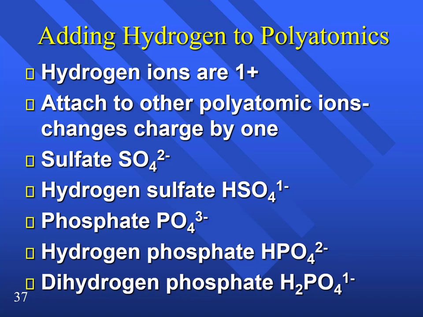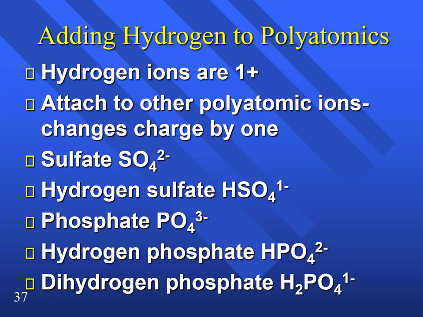See why there's no reason to memorize the hydrogen ones? Because they're easy to figure out both ways. If I tell you hydrogen phosphate, you write phosphate and put a hydrogen in front of it. If I write you H2PO4, you'll say that's phosphate and 2 hydrogens. Dihydrogen phosphate.